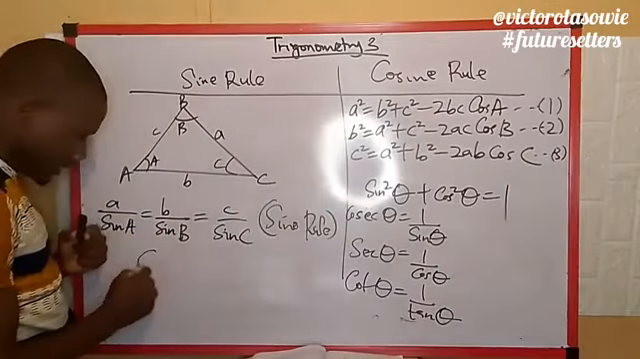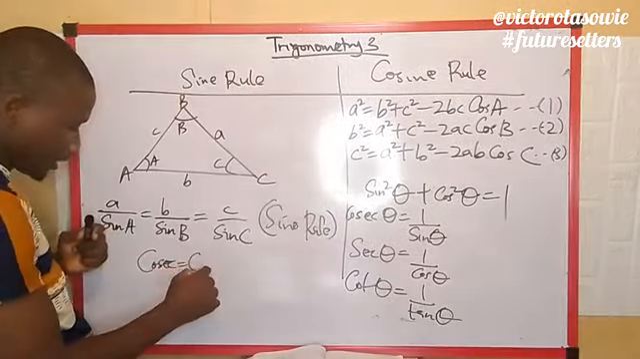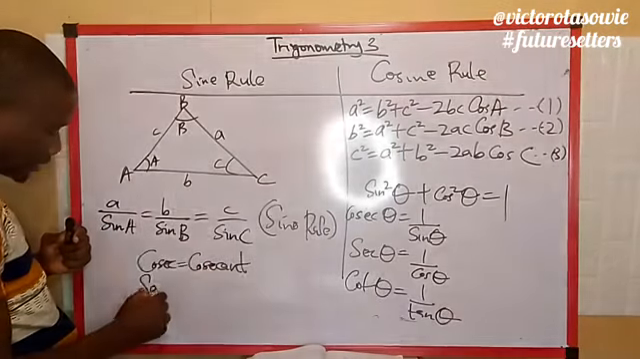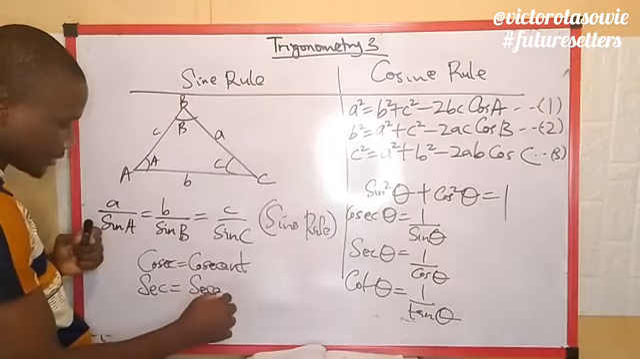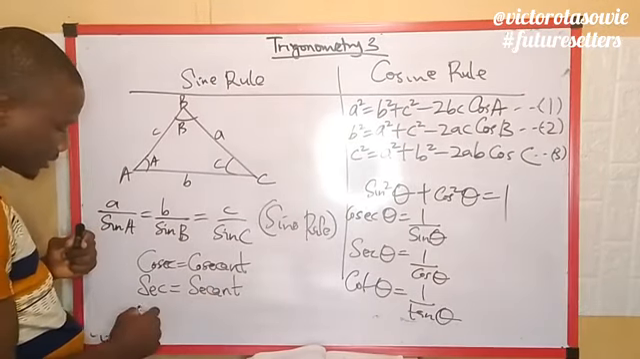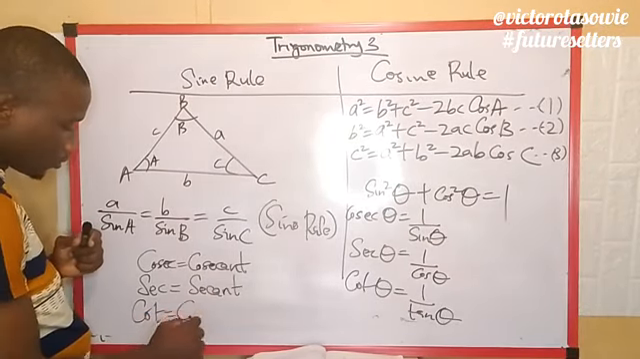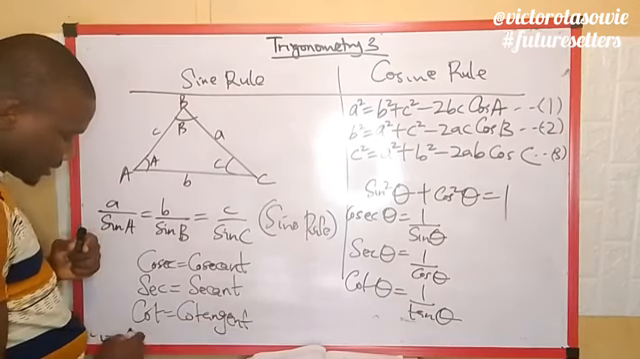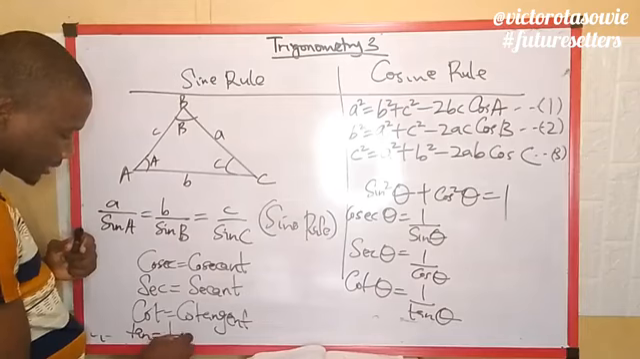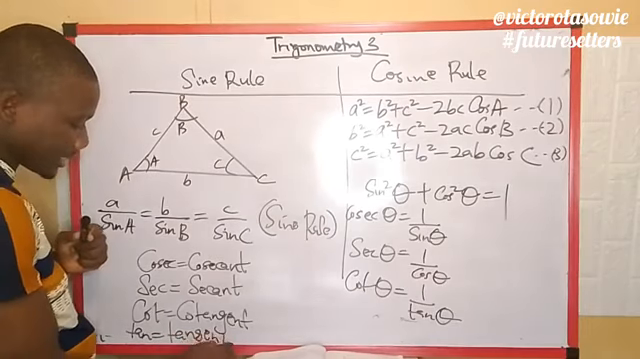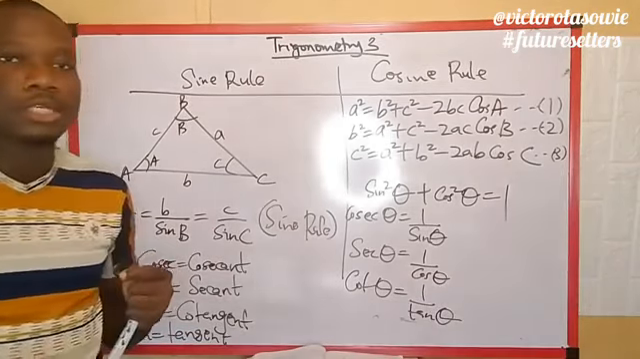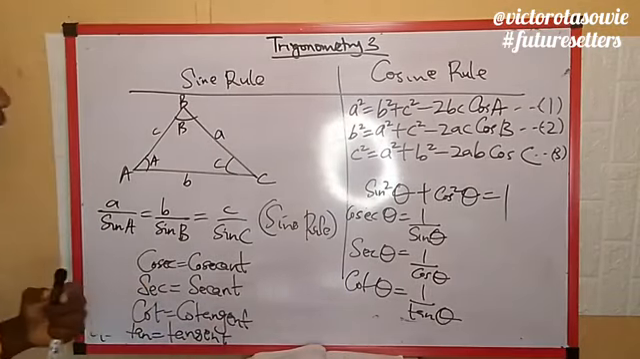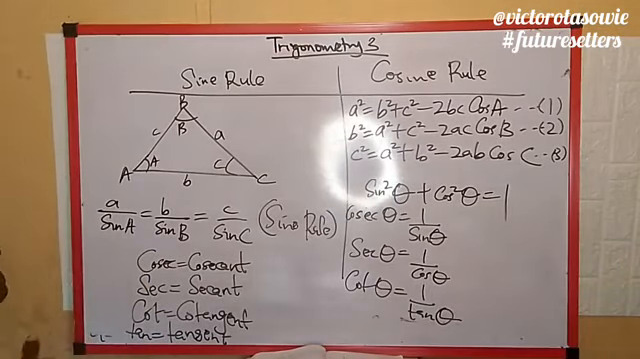Now this cosec you are seeing here represents cosecant. This sec represents secant. Cot represents cotangent. Tan represents tangent.